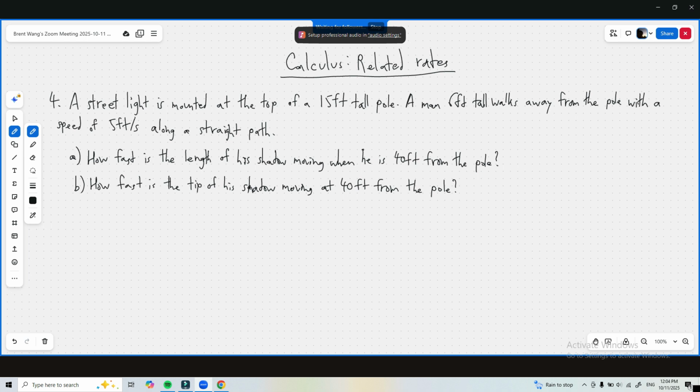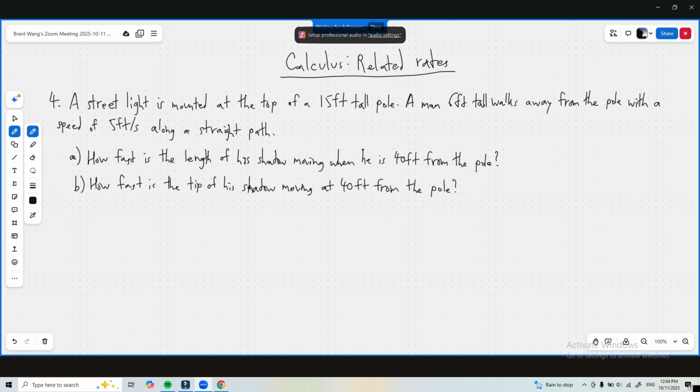Okay, so we have one last question here. A streetlight is mounted at the top of a 15 feet tall pole. A man 6 feet tall walks away from the pole with a speed of 5 feet per second along a straight path. Question A, how fast is the length of his shadow moving when he is 40 feet from the pole? And B, how fast is the tip of his shadow moving when he is 40 feet from the pole?